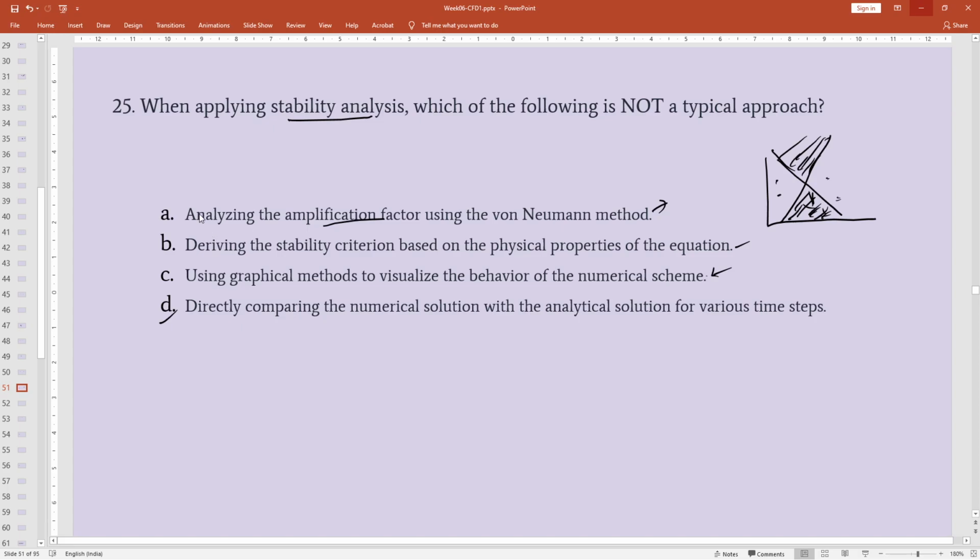So the first three options A, B, and C can be used for stability analysis, but directly comparing the numerical solution with the analytical solution at various time steps is a time consuming and complicated process, and is not used for stability analysis.